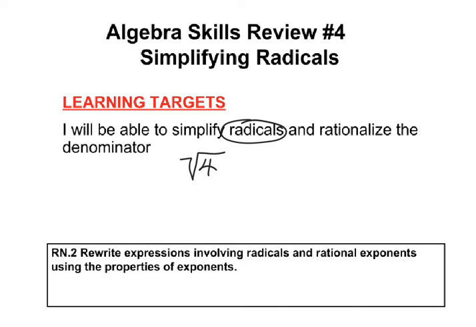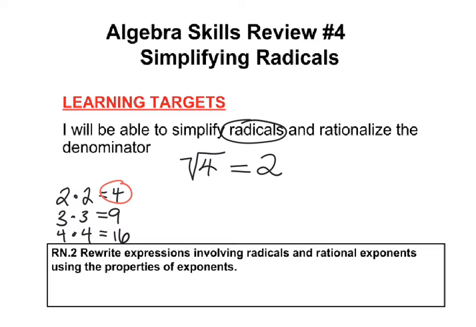So for instance, the square root of 4 is 2. Knowing our perfect squares will be important for this lesson. Perfect squares can be found by multiplying a number by itself. For example, 2 times 2 is 4, 3 times 3 is 9, 4 times 4 is 16, and so on. The perfect squares are 4, 9, and 16.